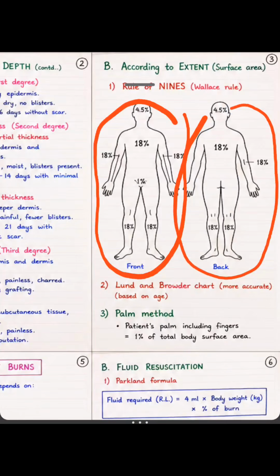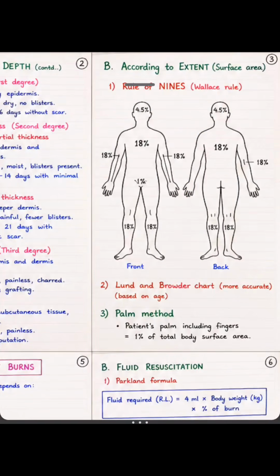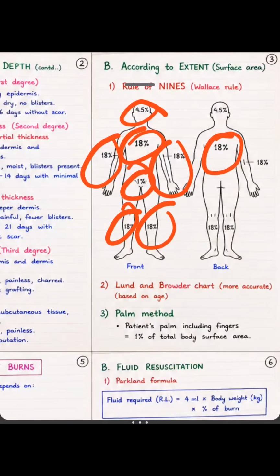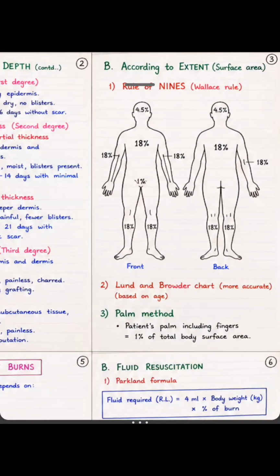You can draw it in the university exam, it is very easy, it will be done quickly. How to remember the memory: 9, 9, 18, 18, 18, 18, 1, remember it like this. You can visualize the body like this: head, each arm, front, then back, each leg and perineum. The remaining 1% is perineum.